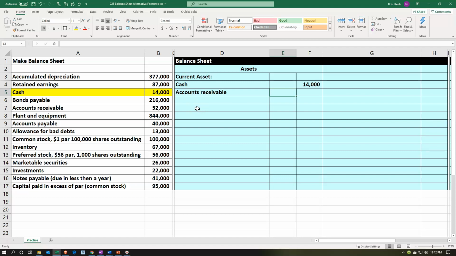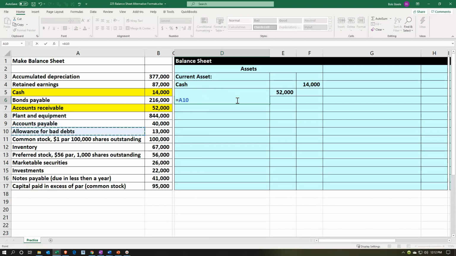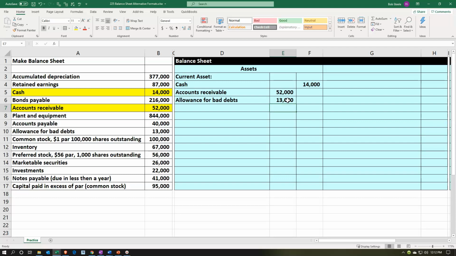But large companies will typically say, okay, I've got a receivable of, let's say, 52,000. I'm right clicking on this, making it yellow. We believe that there's going to be part of it that will be uncollectible, which we're going to represent here as allowance for bad debt. This is why I'm pulling it into the inner column here, because I'm going to net these two out to give us the net receivable. So of the $52,000 that clients owe us, we believe that $13,000 is not going to be collectible.